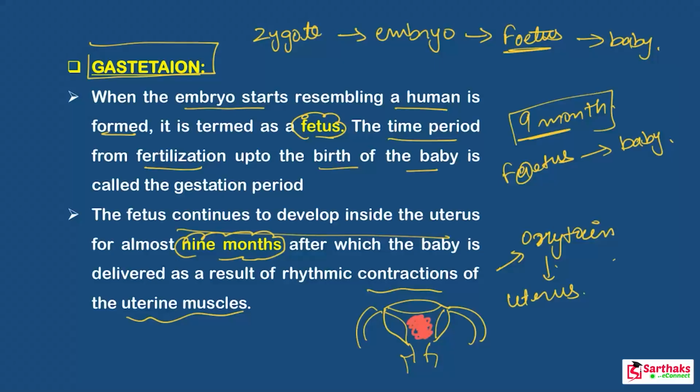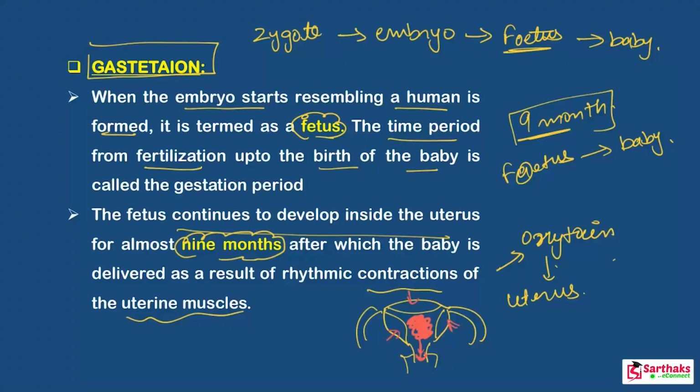So after the development of the baby, when the baby is fully developed, oxytocin is released from the mother's body, and this oxytocin acts on the uterus here. This will cause the contraction of the uterus. So when the uterus contracts, the baby starts moving forward. As the contraction increases with the release of oxytocin, there is more forward movement of the baby, and this is how the delivery of the baby occurs.